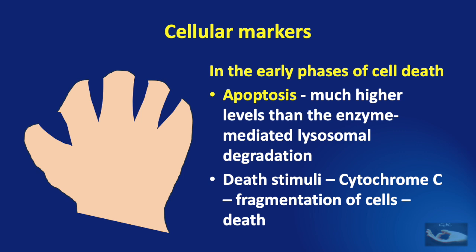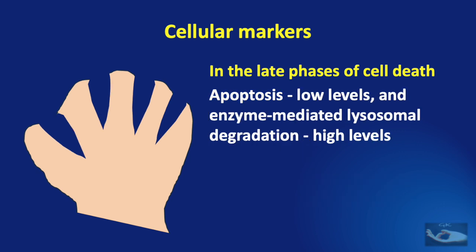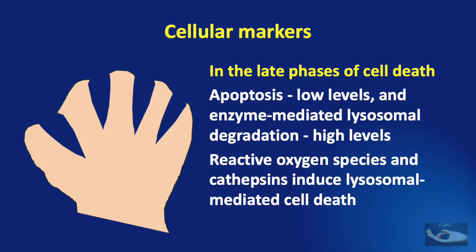The process of apoptosis is by a death stimulus which causes the cytochrome C activation, leading to fragmentation of cells and ultimately cell death. In the late phases of cell death, apoptosis is at low levels and enzyme mediated lysosomal degradation is at high levels and more prominent. The cell death here is mediated by reactive oxygen species and cathepsins.